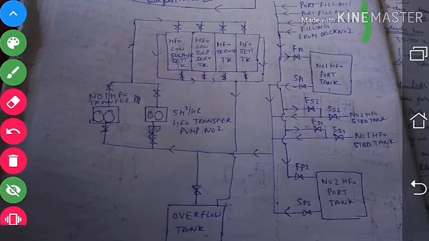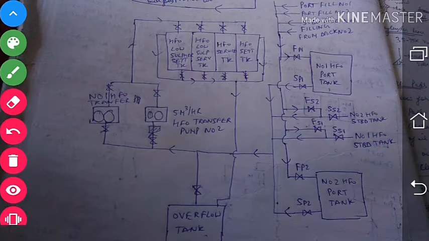We have 4 tanks: number 1 HFO port tank, number 2 HFO port tank, similarly number 2 HFO starboard tank, number 1 HFO starboard tank. In each tank, we have approximately 600 meter cube capacity, 600 meter cube capacity, 400, 400, 400, 400. In each tank, we have one suction valve and one filling valve. Here F is denoted as filling and S is denoted as suction. Suction will be from the bottom and filling of the tank will be from the top.